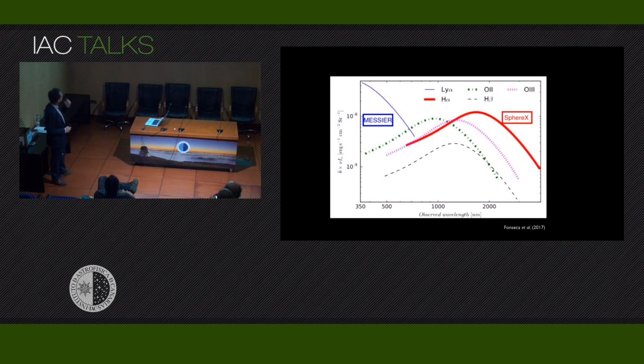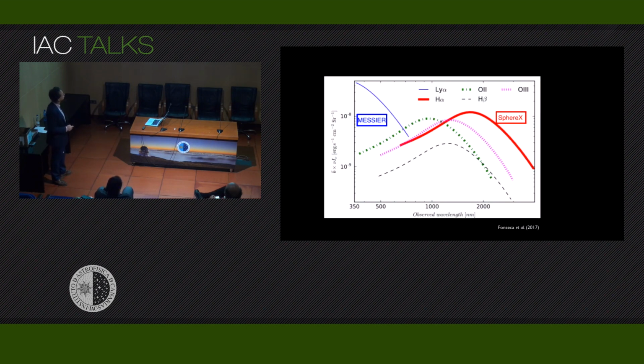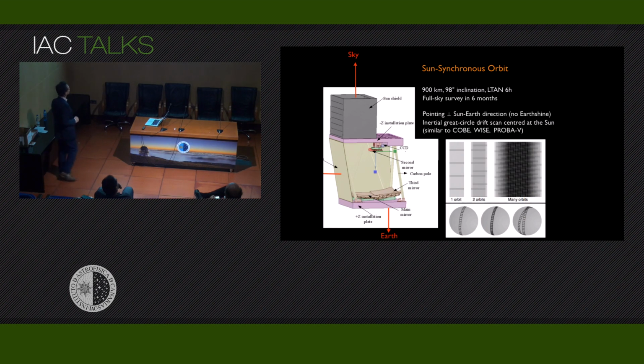So if you compare MESSIER in the UV, because we're going to 200 nanometers rest frame, it is again more than 1 order of magnitude better than anything else. SPHEREx was a SMEX mission by Caltech, which was not selected, unfortunately. But even if it were selected, Lyman-alpha will be detected by MESSIER with much better quality.